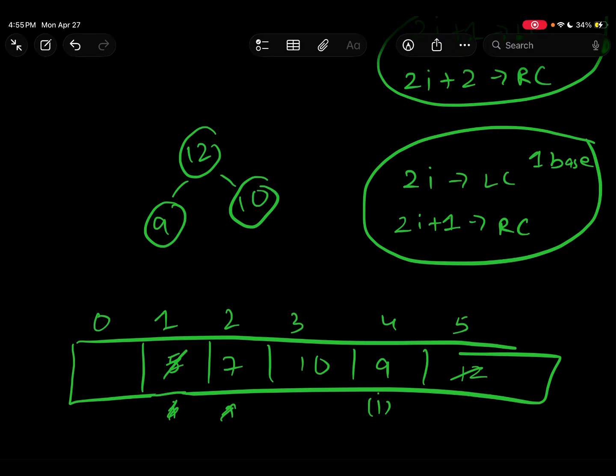When I percolate down, what should take place? 9 should take the place of 12, right? Because this is the smaller value between these two nodes. So after percolating down, it would be 9, 12, 10.